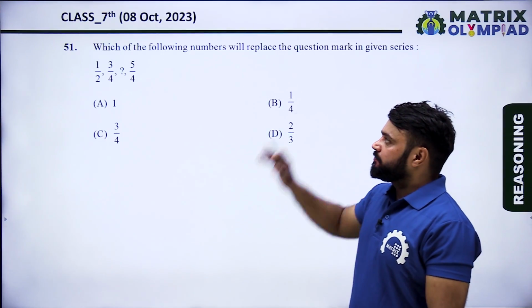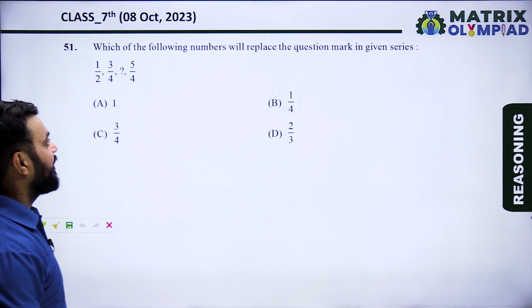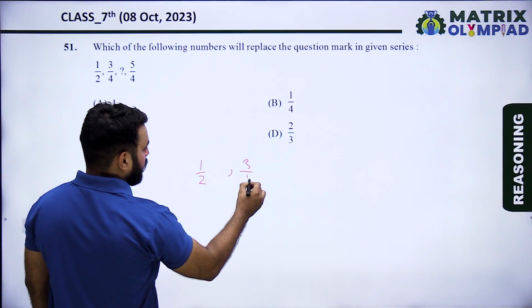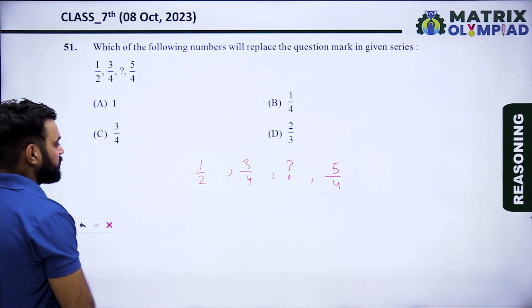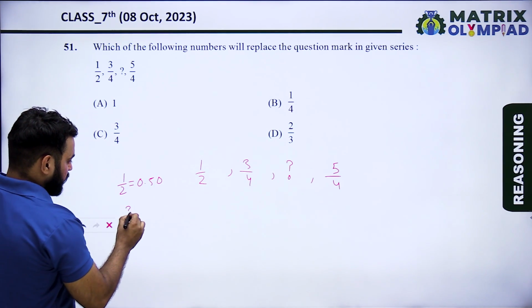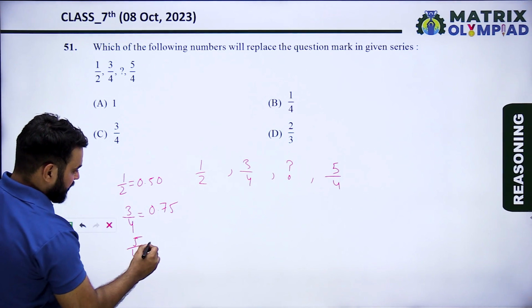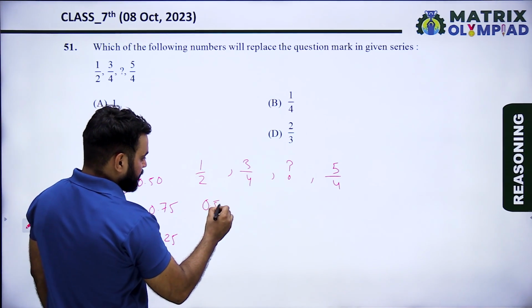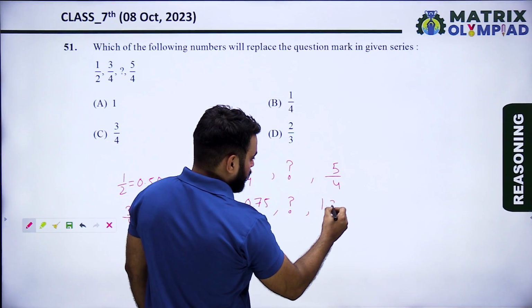So let's get started. Question number 51: which of the following numbers will replace the question mark in the given series? The series is 1/2, 3/4, missing term, and 5/4. First, find the pattern. The value of 1/2 is 0.50, the value of 3/4 is 0.75, and the value of 5/4 is 1.25. So the series is 0.50, 0.75, question mark, and 1.25.